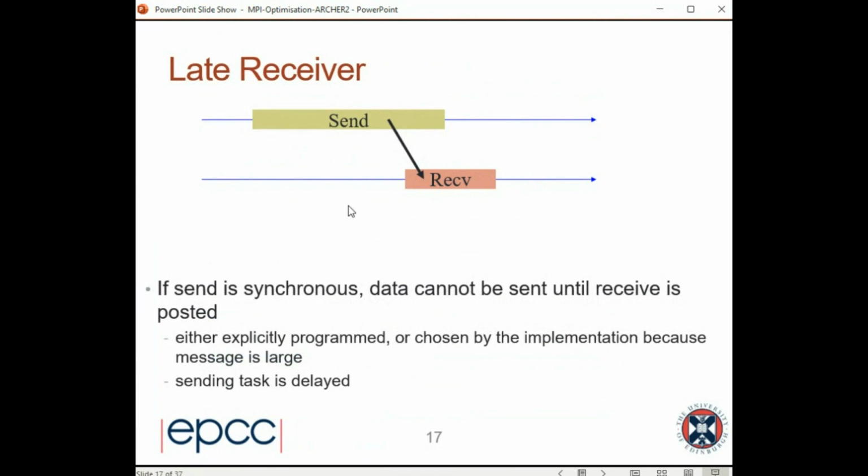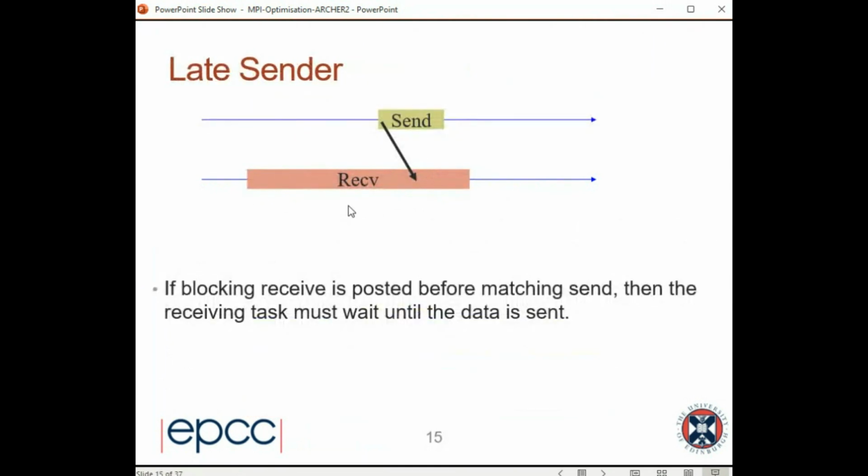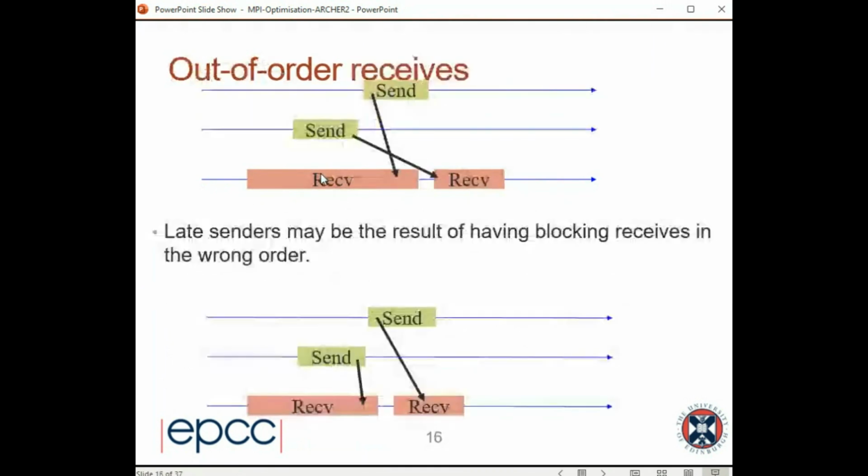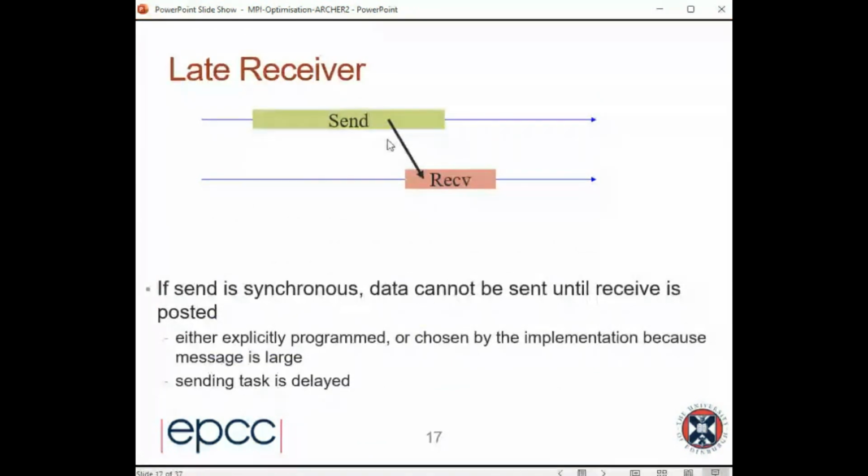Late sender means the receiver is delayed. Late receiver happens when you've got synchronous send, and the late receiver is when you issue a late receive and the sender is delayed. If send is synchronous, which is likely to be true for large messages, data cannot be sent until the receive is posted. So what I mean is you may have explicitly used synchronous send, or this may be an MPI send which is synchronous because of the size of the message, and the sending task here is delayed. It cannot complete the send until the receive is posted.